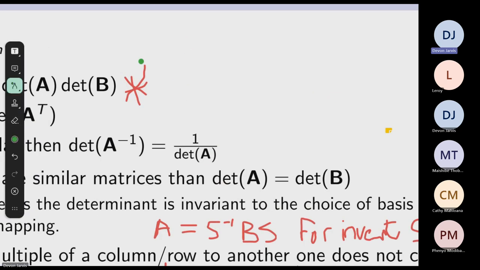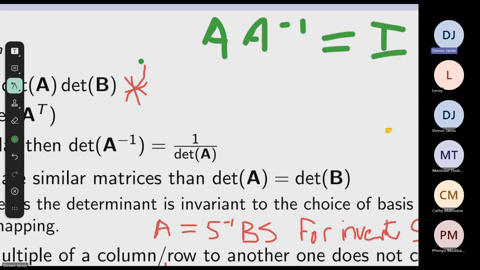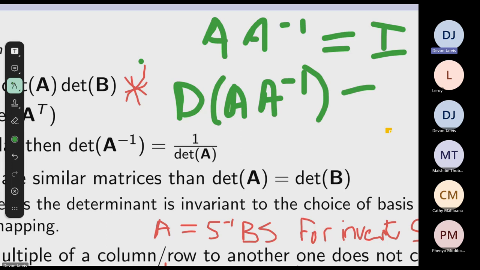Okay, so we know that A times A inverse equals the identity matrix, right? So you want to carry on building on what we showed before, so what do we do next? Yeah? Just take the determinant of both. There you go, you got it. So the determinant of A transpose is equal to 1.